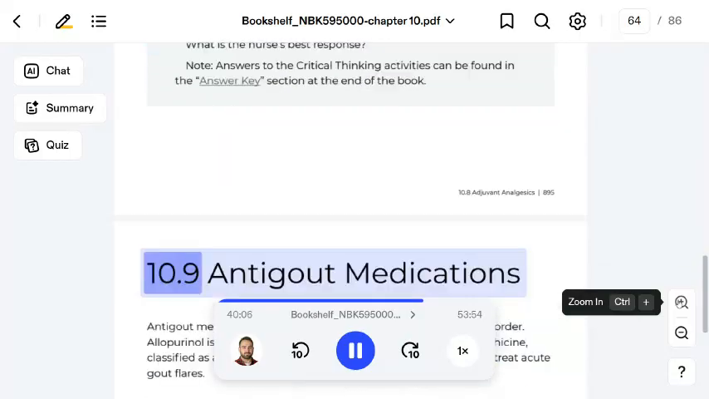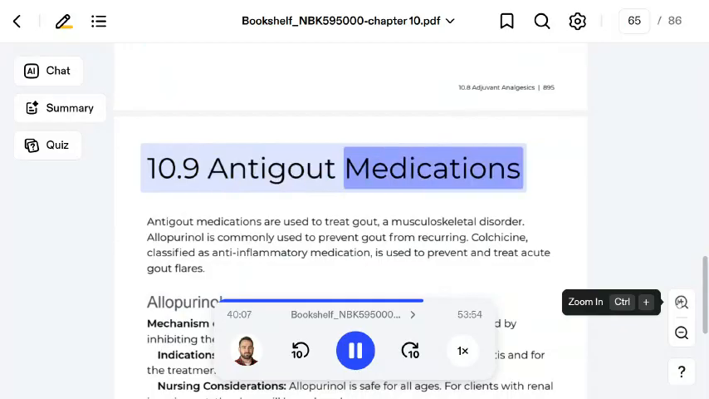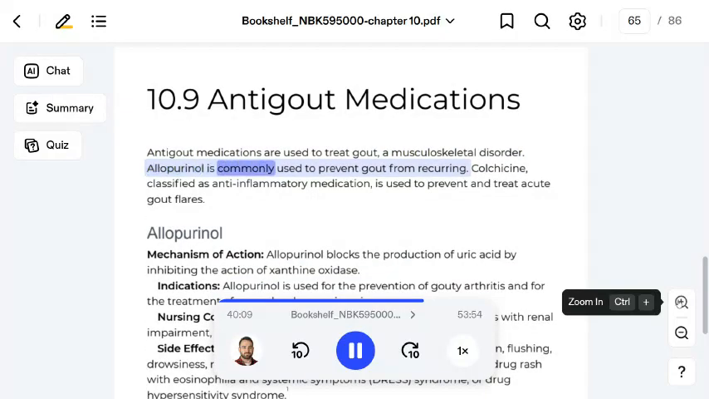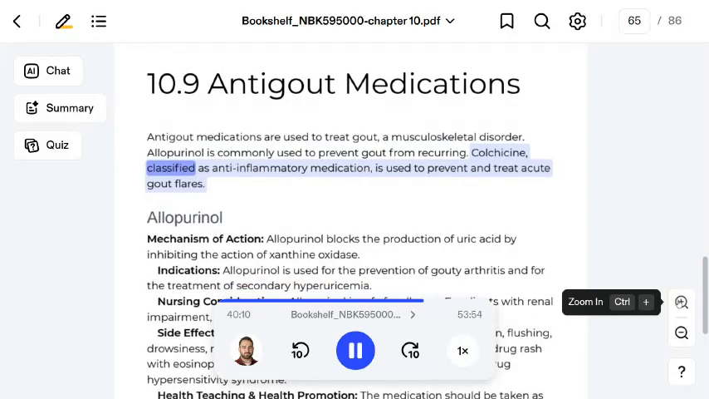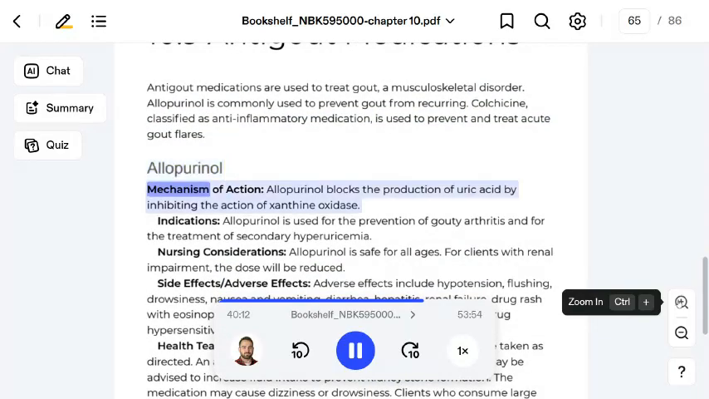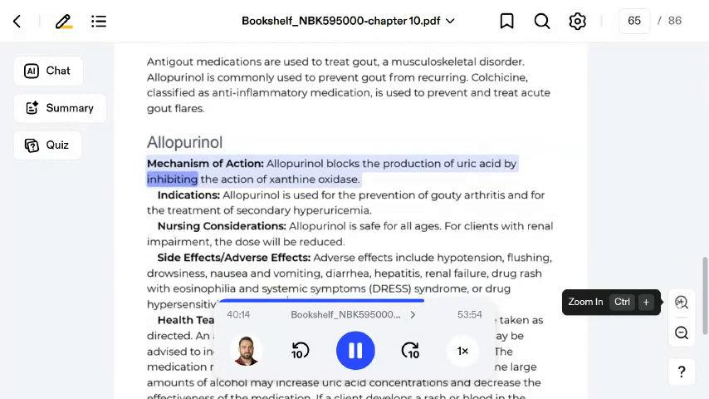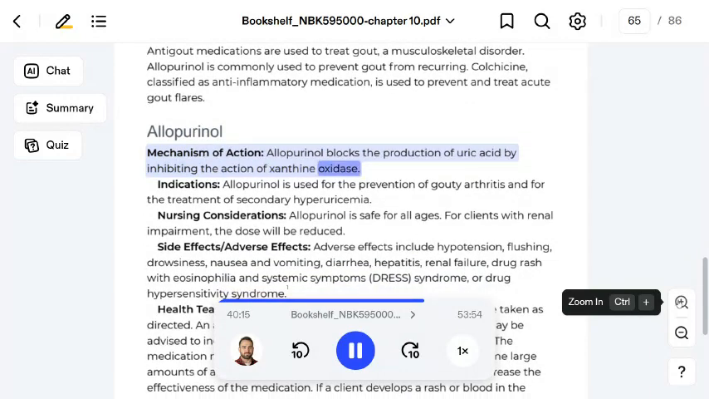10.09 Anti-gout medications. Anti-gout medications are used to treat gout, a musculoskeletal disorder. Allopurinol is commonly used to prevent gout from recurring. Colchicine, classified as anti-inflammatory medication, is used to prevent and treat acute gout flares. Allopurinol. Mechanism of action. Allopurinol blocks the production of uric acid by inhibiting the action of xanthine oxidase.